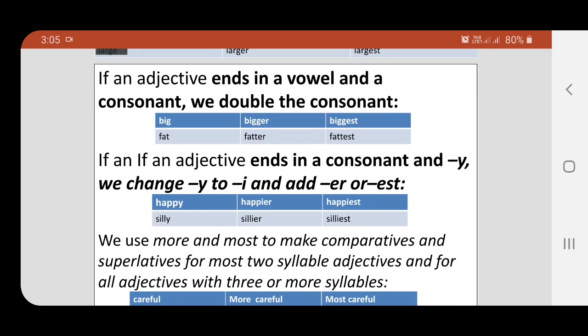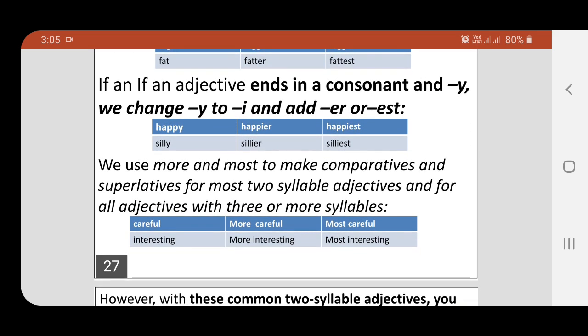So if an adjective ends in a consonant and Y, we change Y to I. One example is happy. Comparative adjective, happier. Superlative adjective, happiest. Silly, sillier, silliest, superlative adjective. So, this is how we deal with the words which are ending with Y.